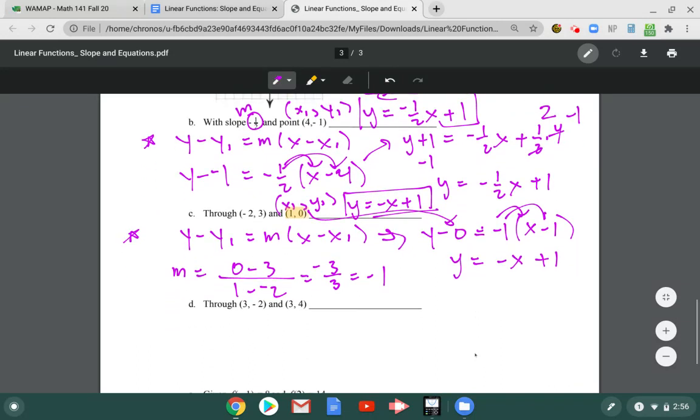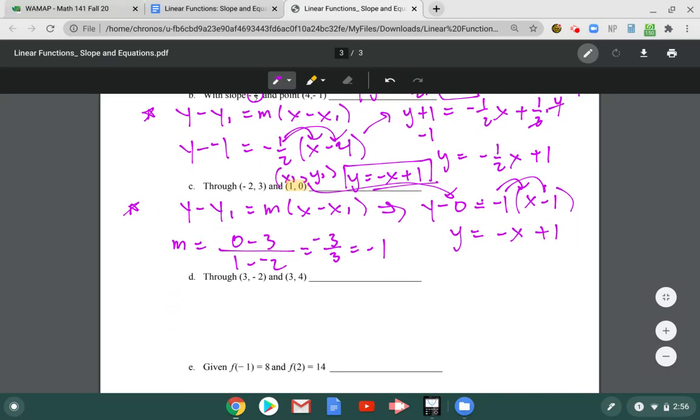D is really similar. So in D, I also want to use my point slope formula. So y minus y1 is equal to m times x minus x1. I don't have a slope, so I need to find that slope. The difference in my y's, 4 minus negative 2, over the difference in my x's, 3 minus 0. Oh, sorry, 3 minus 3. I'm anticipating that 0, aren't I? 3 minus 3. I end up with 6 over 0, which is undefined. I have an undefined slope.